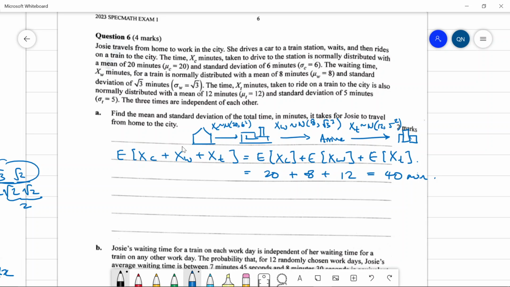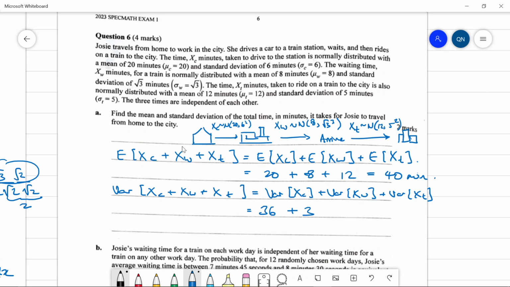Standard deviation, so we want to use the variance. So the variance of xc plus xw plus xt. The variance is also kind of linear, not really. So this is just going to be the variance of xc, and then plus the variance of xw plus the variance of xt. What is that? The variance of xc is just going to be 36, plus the variance of xw is going to be 3, plus the variance of xt is going to be 25.